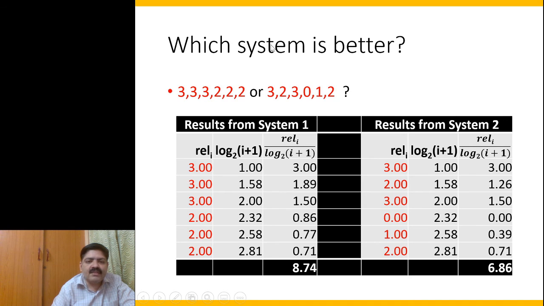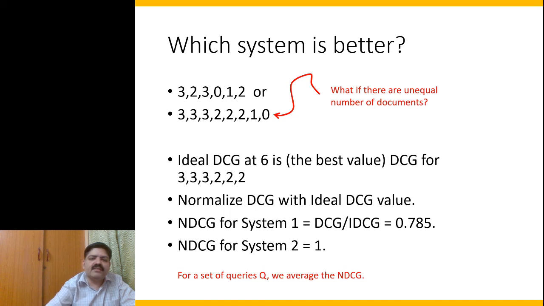But you could do this. You could say that you prefer system 1 over system 2 without even doing all these computations, because if you just compare position to position, each corresponding position has a better document in the first case. So this is easy for us humans to understand. But what if I confuse you with numbers which are difficult for human eyes to perceive? Then this kind of tabulation helps you to arrive at a result. Okay, here is another example where the first system gives you 3, 2, 3, 0, 1, 2, and the second system gives 3, 3, 3, 2, 2, 2, 1, 0. Now what would you do? Which system do you prefer and why?